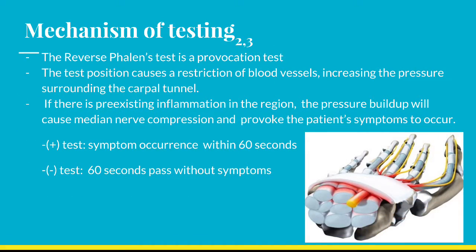Getting back to the reverse Phalens test, it's a provocation test, which is theoretically a very good idea, especially because carpal tunnel syndrome's symptoms all appear transiently. The test position restricts blood vessels, which increases pressure surrounding and within the carpal tunnel. If there's pre-existing inflammation in the region, then this should cause a compression on the median nerve, thereby recreating the patient's symptoms. The test is held for 60 seconds. It's a positive test if they have symptoms, a negative test without symptoms.